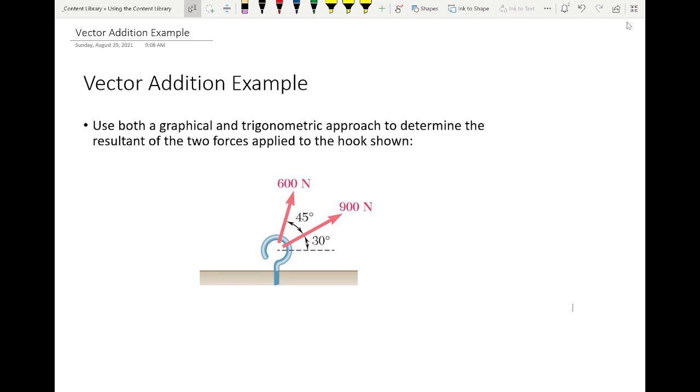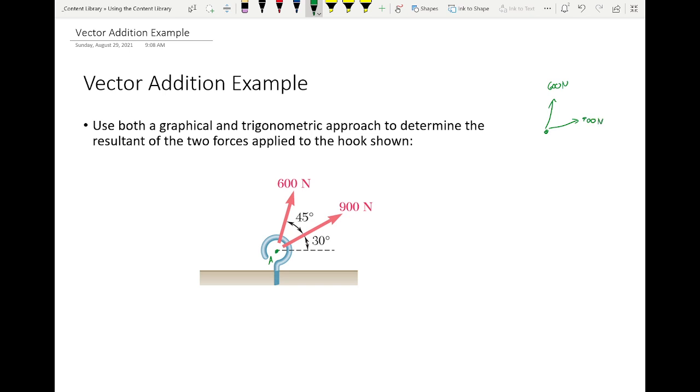All right, everybody good? Okay, so what we're going to do here is recognize that we have this point here. We'll call this point, I don't know, A. It doesn't really matter. And we have two forces applied: a 600 Newton force and a 900 Newton force.